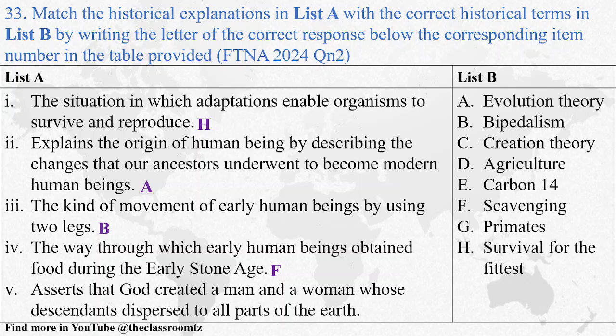God created a man and a woman whose descendants dispersed to all parts of the earth. What is it all about? That is all about creation theory, proven by holy books, I mean the Bible, the Quran and the Torah for the Jews. So these were the answers of question number 33, list A and list B.